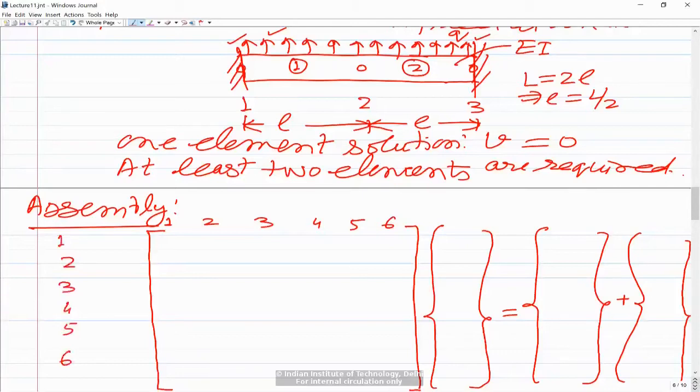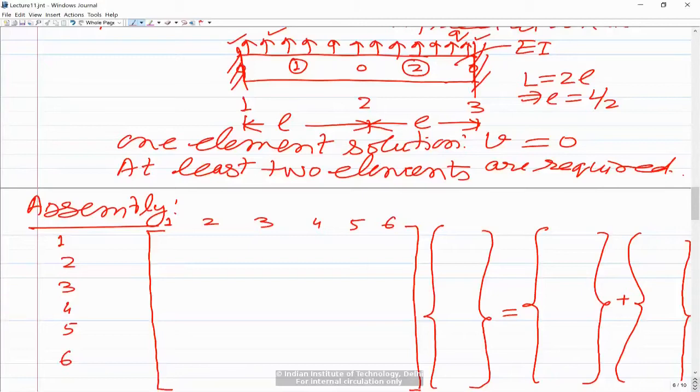Now coming to the assembly, because we are taking both the elements identical, EI by L cube is the same for both the elements, so that can be taken common. Although there is no change in the procedure, if suppose one element has flexural rigidity EI1 and another has EI2, then you will have to keep that inside, and you can assemble, of course, in exactly the same manner. In that case you would not be able to take EI by L cube common, but you'll have to keep it inside.